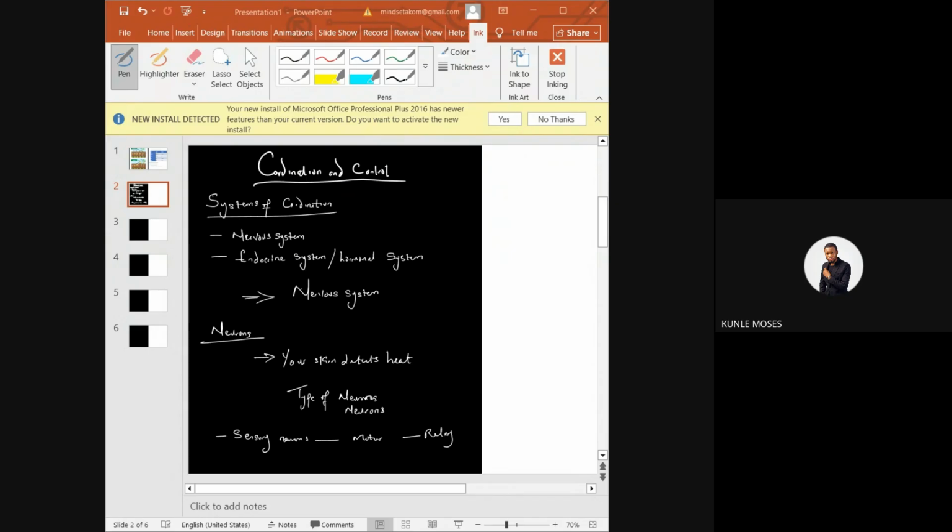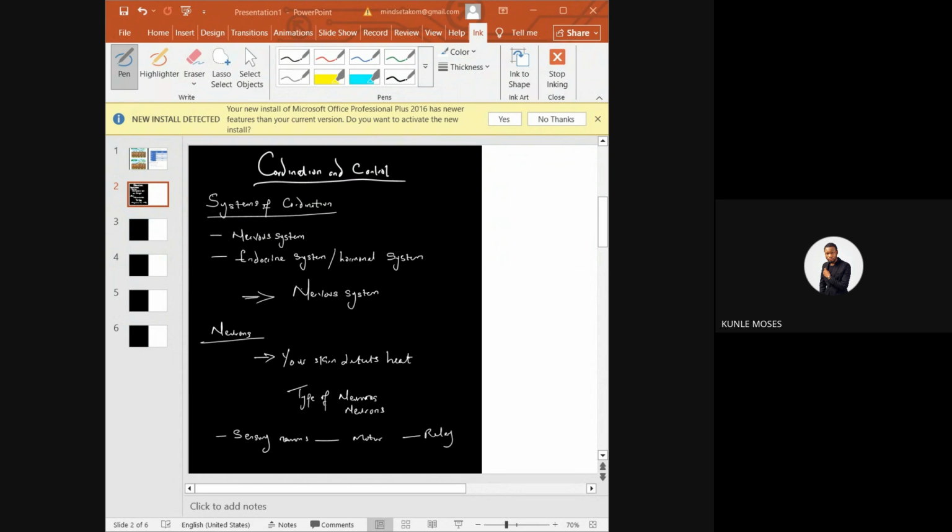So anytime you give a response, it simply means the motor neuron has carried the instruction that your brain is giving and is telling your glands or your muscle to do it. Is that taken? So to the last one, which is your relay neuron.